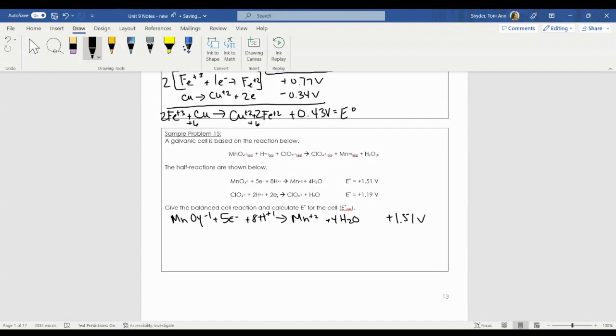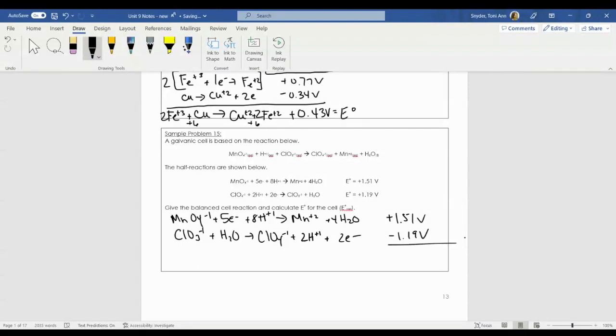Looks like I do have to switch this second reaction. So I do have ClO3 on the reactant side, and here it's on the product side. So I'm going to flip this reaction around. ClO3 minus 1 plus a water molecule yields ClO4 minus 1, 2 protons, and 2 electrons. Remember, just got to change the sign for the voltage.